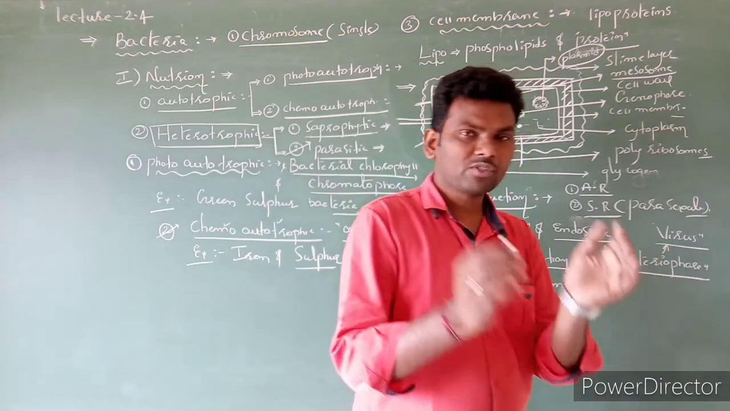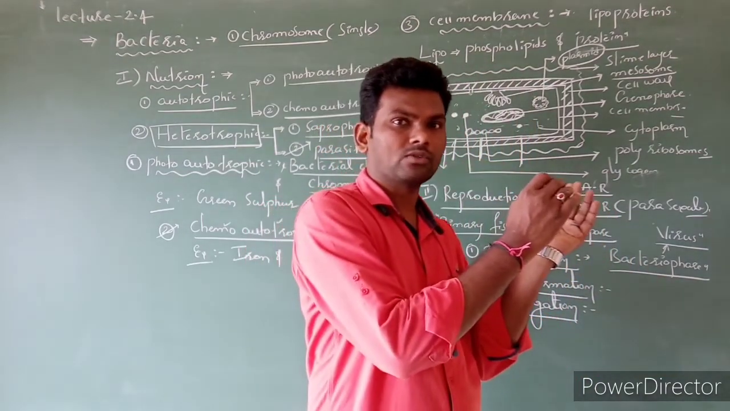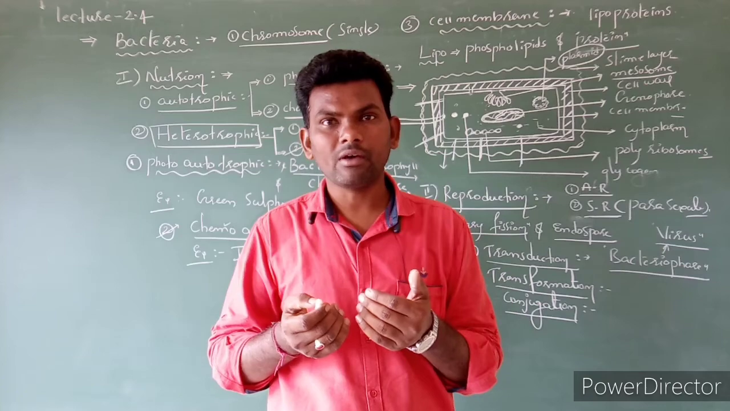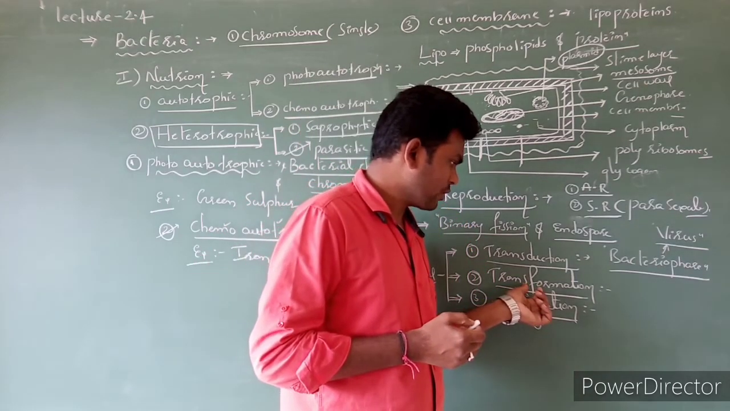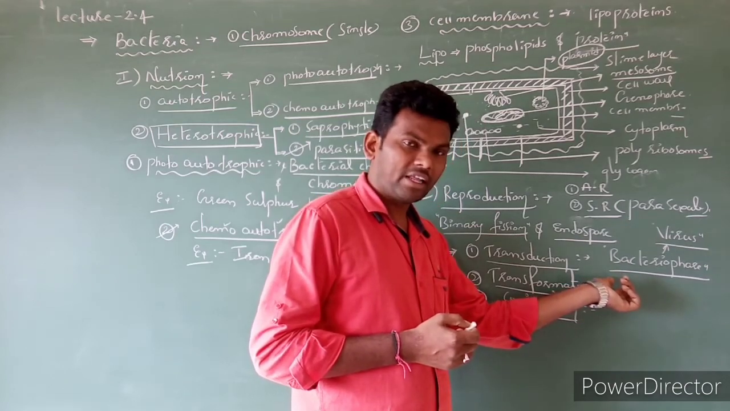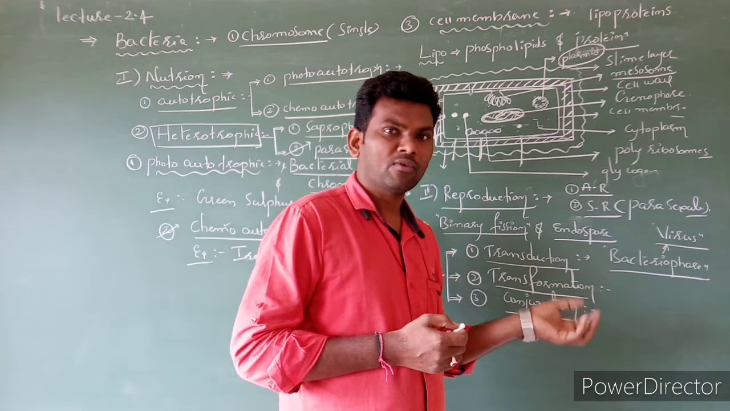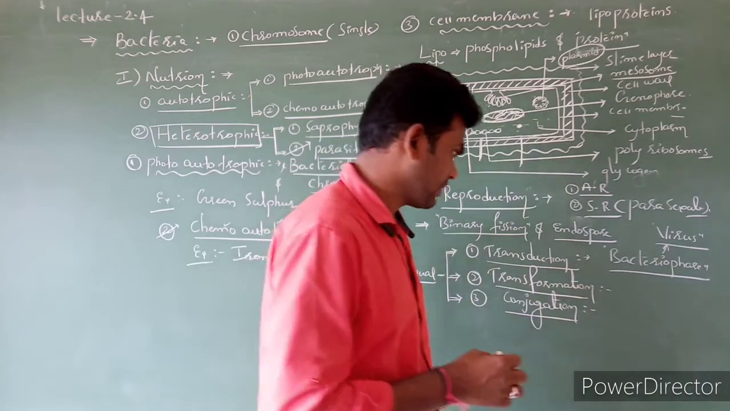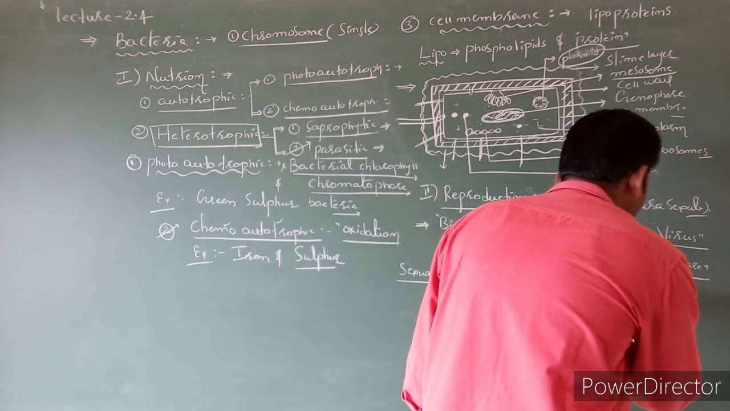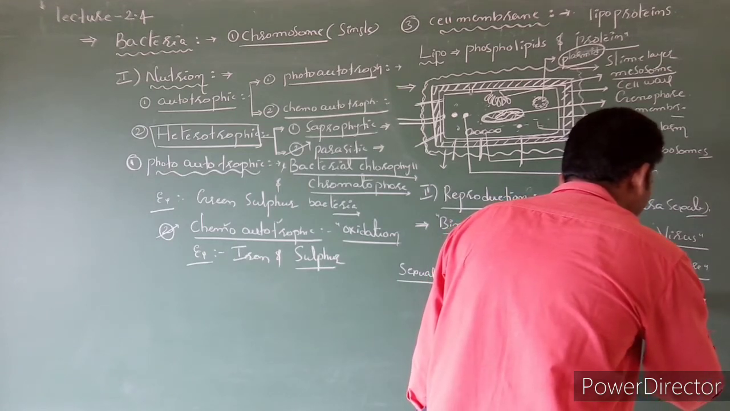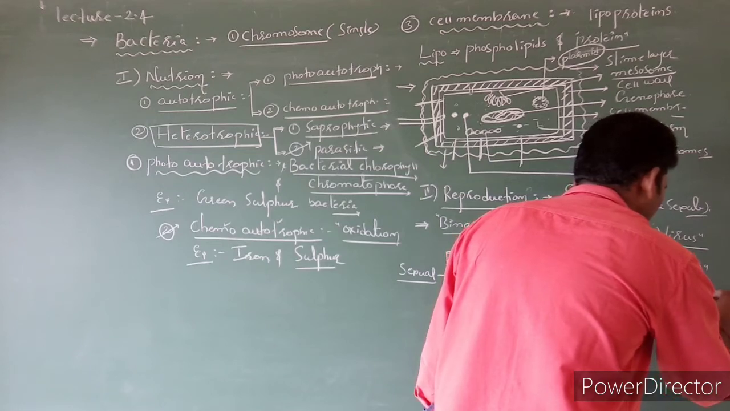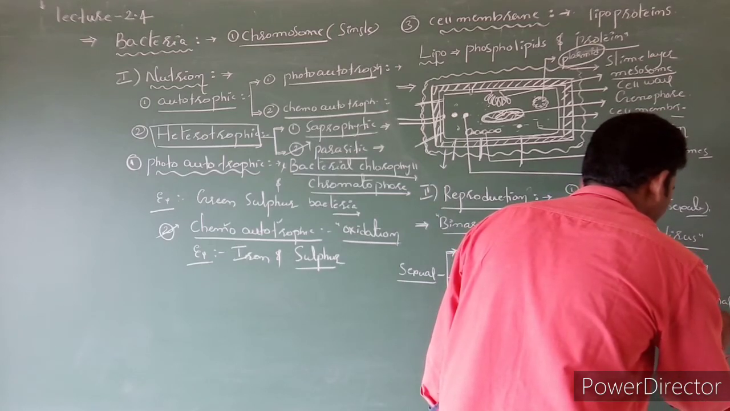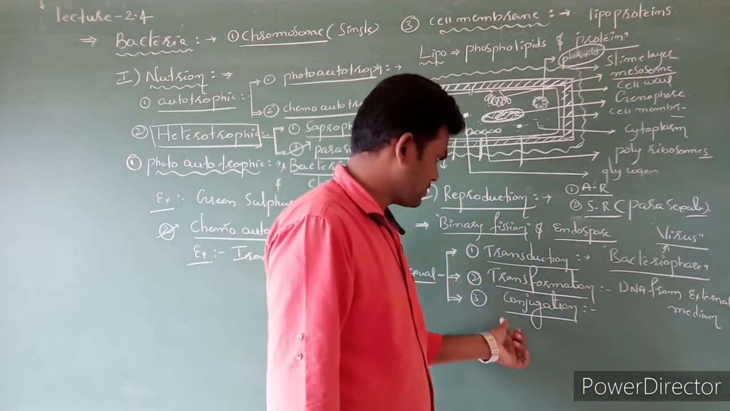Next one is transformation. Simple here, if you keep 2 bacteria in one medium, one is going to release the DNA into the medium, and the second one is going to receive the DNA from the medium. So simple, it means what are we going to write here? Transformation means bacteria receive the genetic information from the external side or from the medium. So that is called transformation. The bacteria receive the genetic information, the DNA, from the environment or external medium.